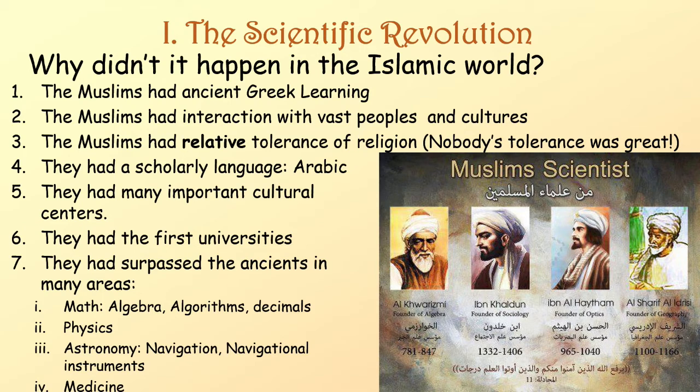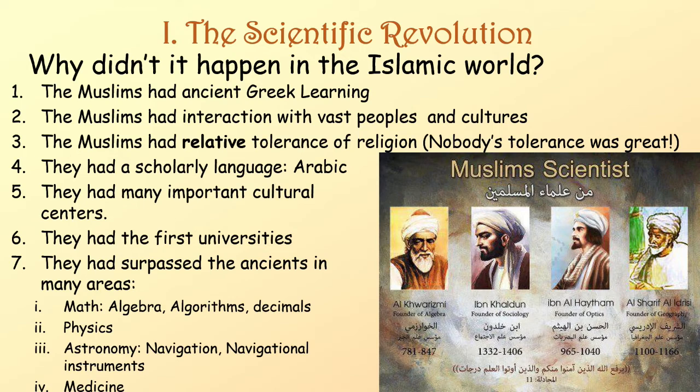Why didn't it happen in the Islamic world? Muslims had ancient Greek learning. Muslims had interaction with vast peoples and cultures. Muslims had relative tolerance of religion. Of course, nobody's tolerance was great during this time. Nobody gets any prizes for religious tolerance during this period. They had a scholarly language, Arabic. They had many important cultural centers. They had the first universities.